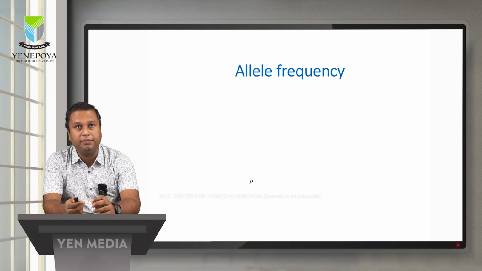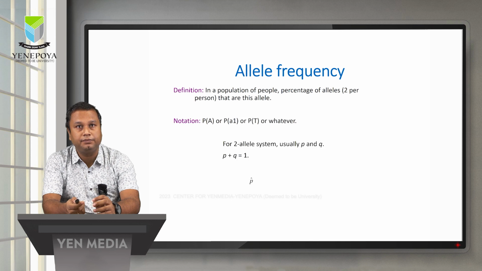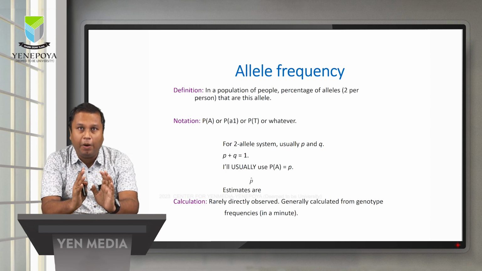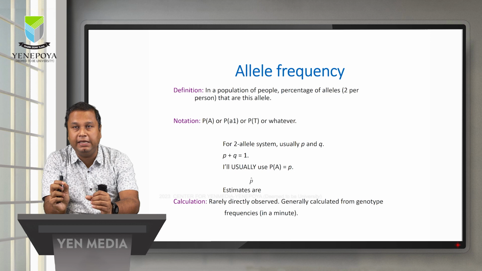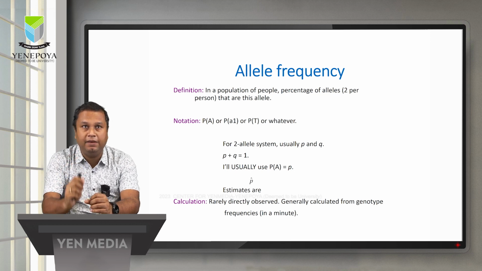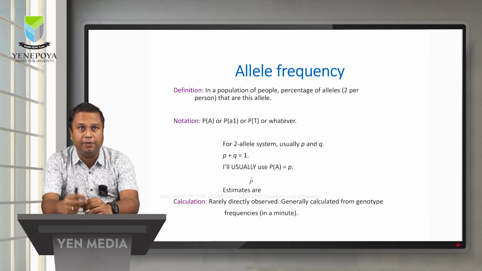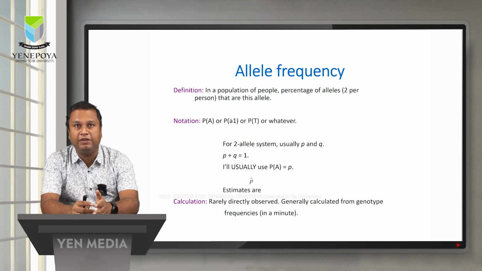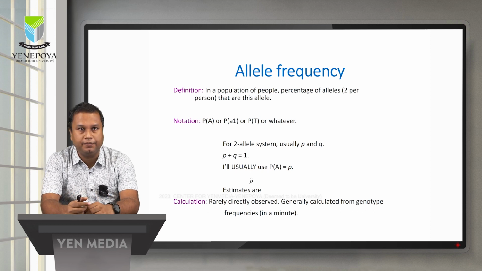Let's see what allele frequency is. Allele frequency is, in a population of people, the percentage of a particular type of allele. Again, we are considering two alleles per individual. For example, it is given by the notation PA, P small a, PT, etc. For the simplicity of population genetics, we only consider a two-allele system. That means either you have capital A or you have small a. The frequency of capital A is p and the frequency of small a is q. Since we have only two alleles and only two options, p plus q equals 1.